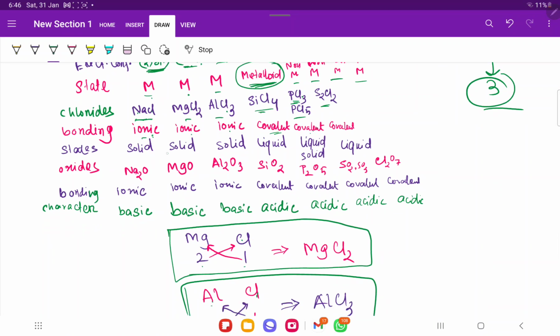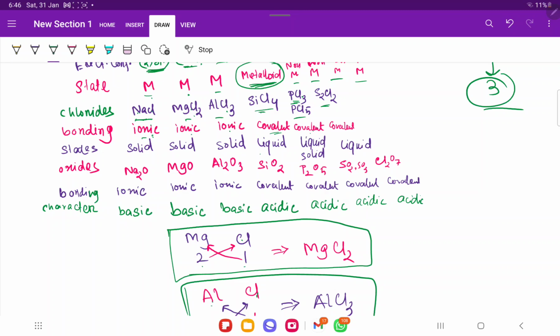Now if you see the states, NaCl, MgCl2, AlCl3 are all solid. SiCl4 is a liquid, and in case of PCl3, PCl5, they may be liquid or solid, and S2Cl2 is also liquid.